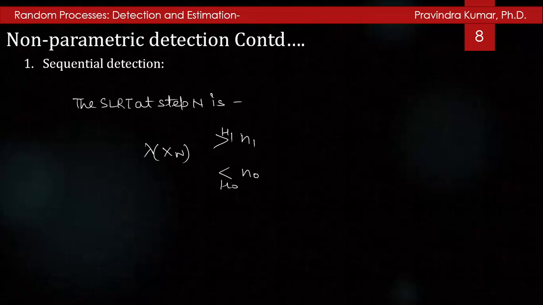If lambda xn is greater than n naught but less than n1, then it lies between these two. Then another sample is taken to form lambda xn plus 1, and the test is repeated, if the value is in between n naught and n1.